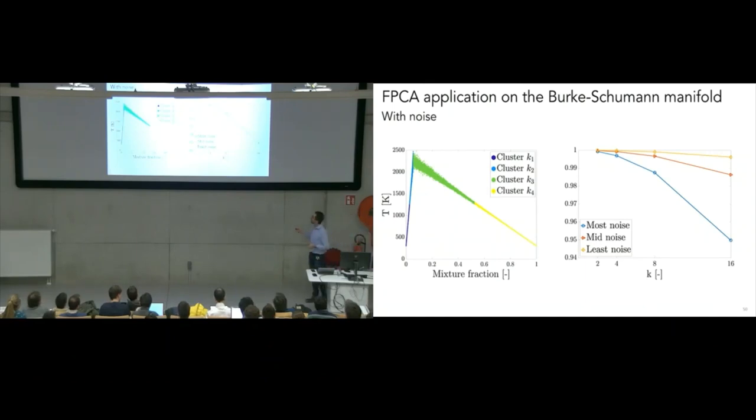I mean, unless you know that you have to choose at most two clusters. Because of course, if you choose two clusters, you have a 100% R square. But of course, if you start adding clusters, then you lose correlation between the mixer fraction and your principal component. Yes?